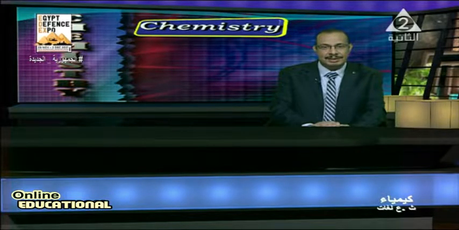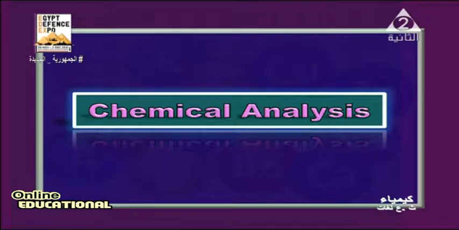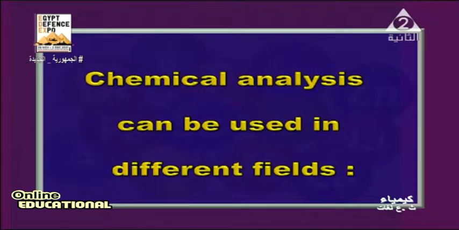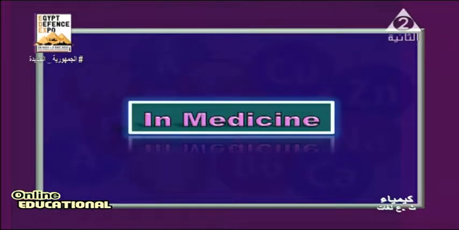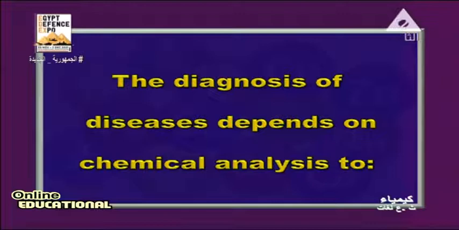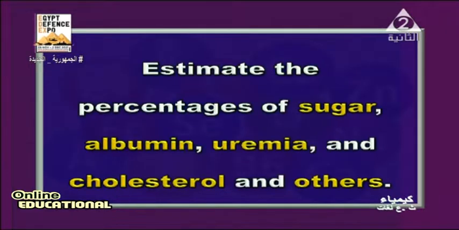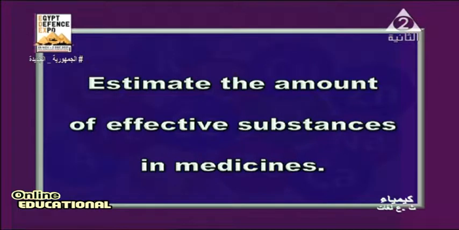So let us start. Chemical analysis can be used in different fields. In medicine, the diagnosis of disease depends on the chemical analysis to estimate the percentage of sugar, albumin, uremia, and cholesterol, and others. Also, estimate the amount of the effective substance in medicine.